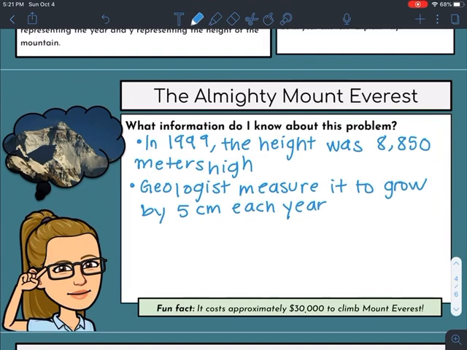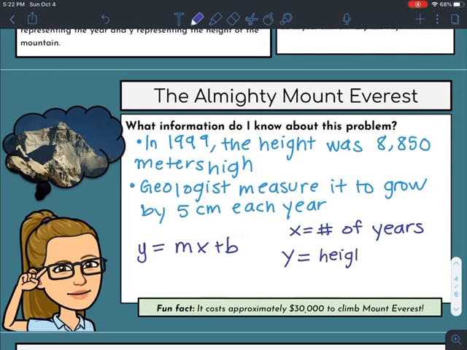we also know from our previous knowledge that y equals mx plus b, and we know that we're working with this equation in this particular problem, but what we need to determine is what y, m, x, and b are going to represent. And they told us that x is going to represent the number of years, and that y is going to represent the height of the mountain.